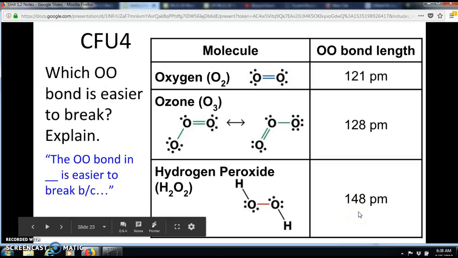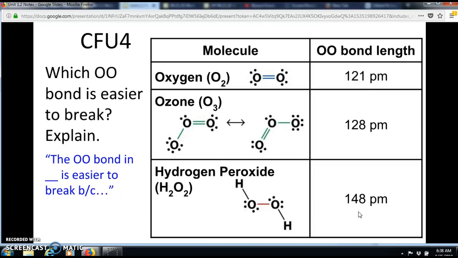So now this is the last CFU, CFU 4: which oxygen-oxygen bond is easier to break? You're going to base it on the trends with double, single, triple, bond length and bond strengths. When you press play again, the answer will be revealed.